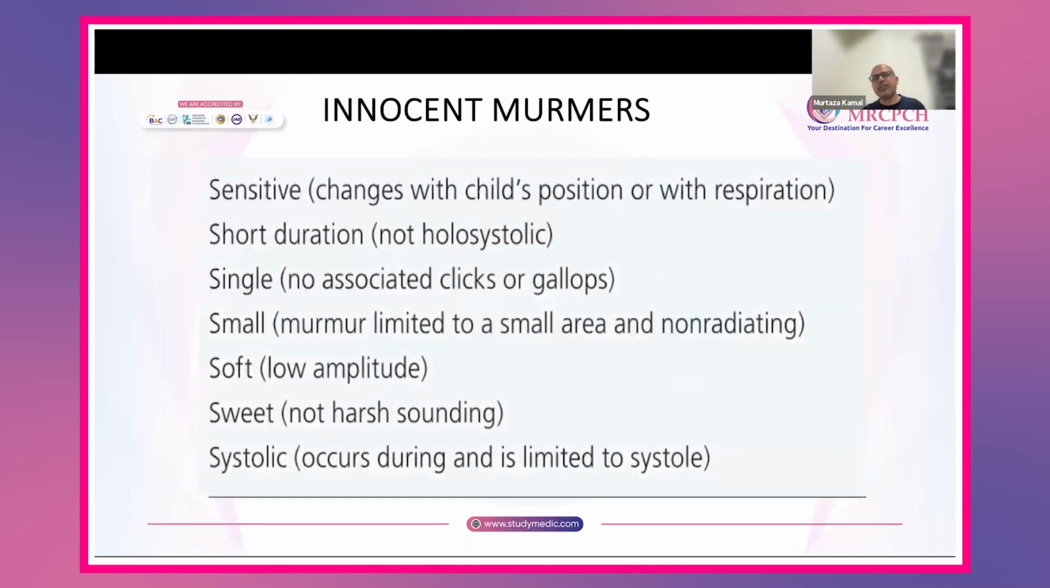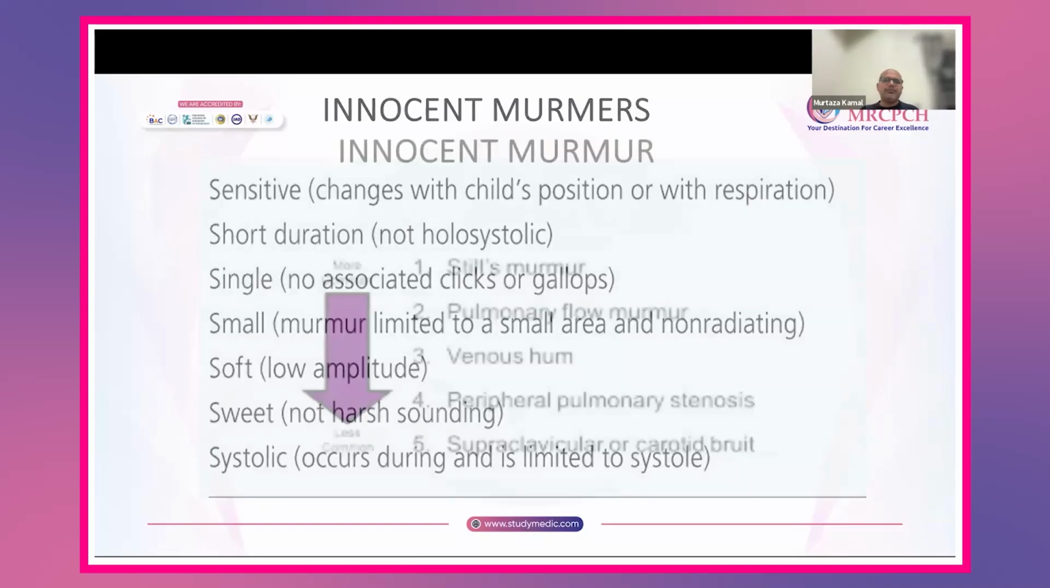There are some murmurs which are innocent and they are characteristic. Normally these murmurs will be of very short duration. They are mostly systolic, never diastolic. They will not be associated with any clicks or gallops. They are soft in amplitude. They are not harsh. They are sweet, occur in systole, and they are positional. They change with the position of the child. So these are known as innocent murmurs.